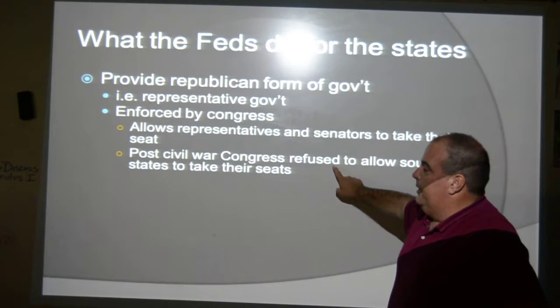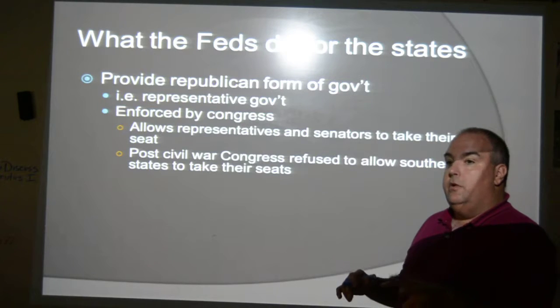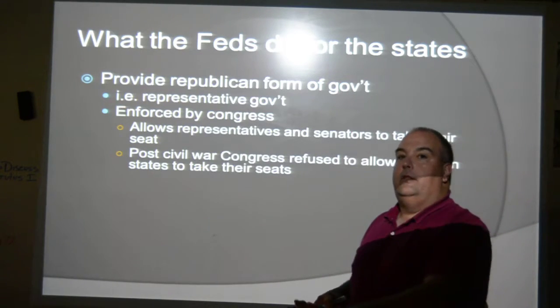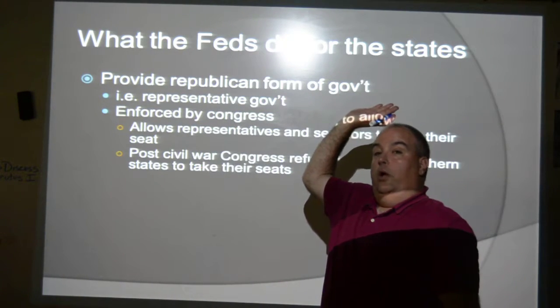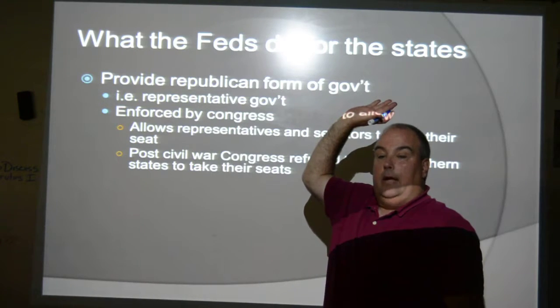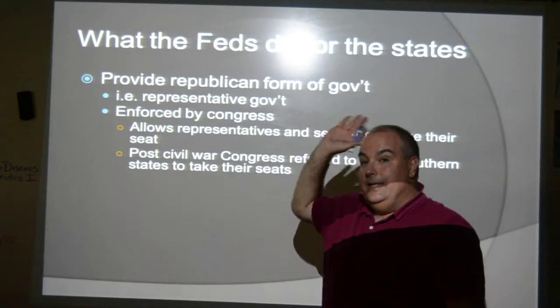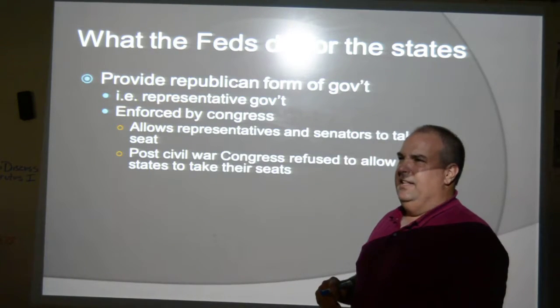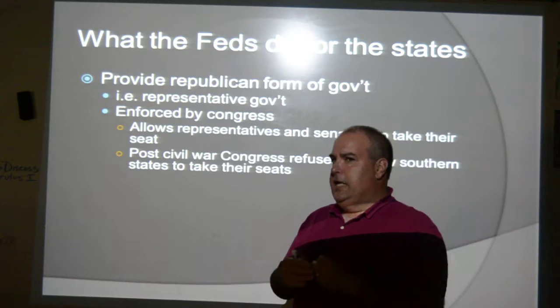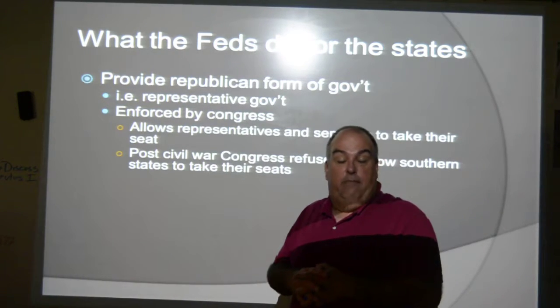For example, this is the best and probably biggest example. After the Civil War had ended, Congress refused to allow those southern states to take their seats until they took an oath of loyalty to the United States Constitution. All right? If they didn't take it, they didn't get sworn in. They couldn't take their seat. In fact, I think it was Mississippi, for about a year, they refused to take that oath of support. So Mississippi didn't have anybody in Congress.